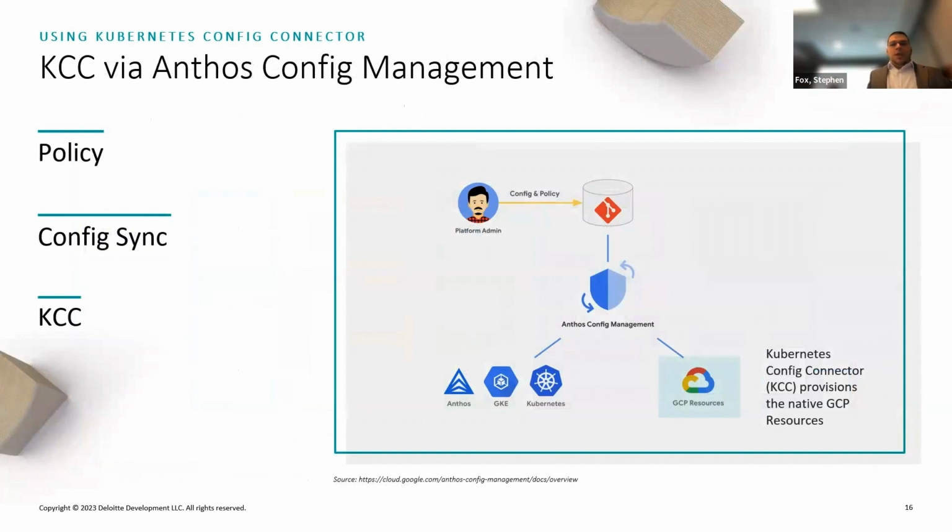So KCC via Anthos Config Management. Anthos Config Management is the suite of tools that has a policy controller on the cluster. It's called Gatekeeper. It has Config Sync, which is a continuous deployment tool, basically mapping resources in a Git repository to a namespace is kind of the simplest way to think of it. And then KCC allows you to provision infrastructure through the exact same mechanism of Kubernetes manifest as we deploy other things.